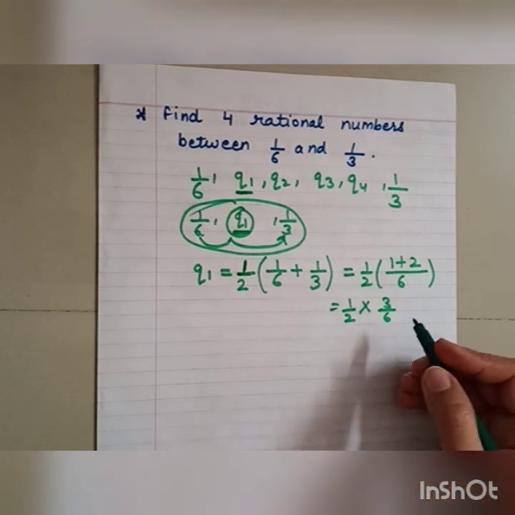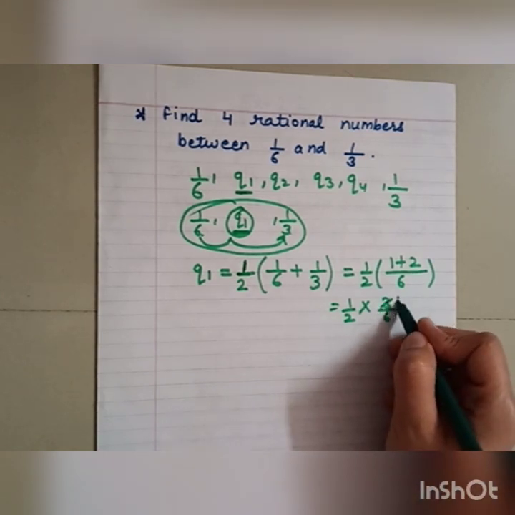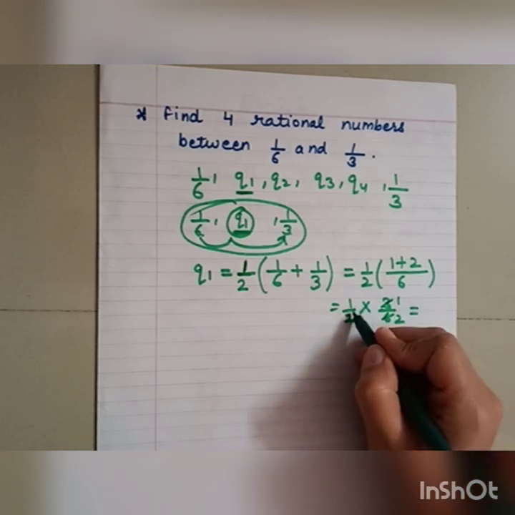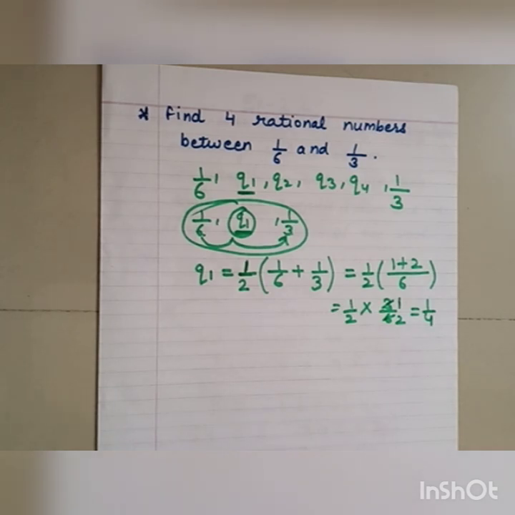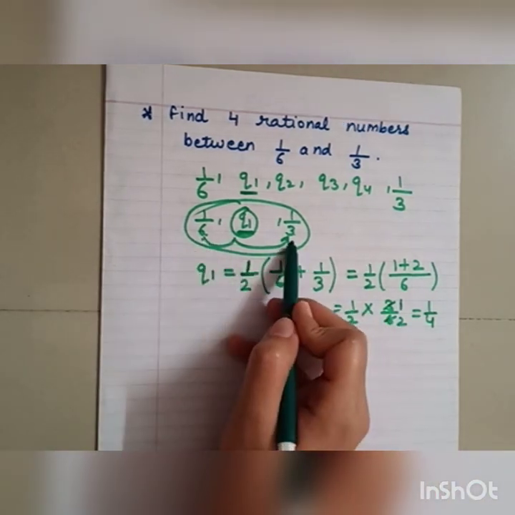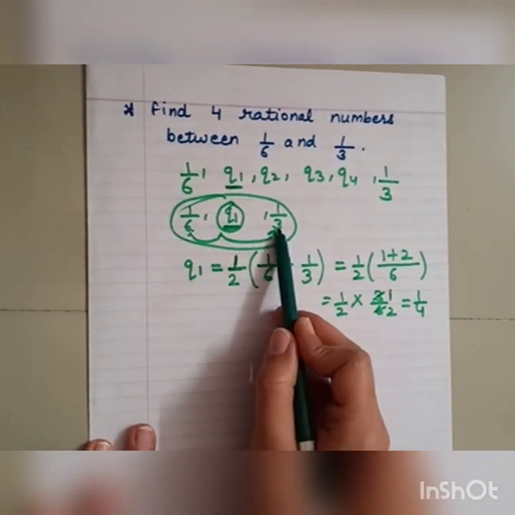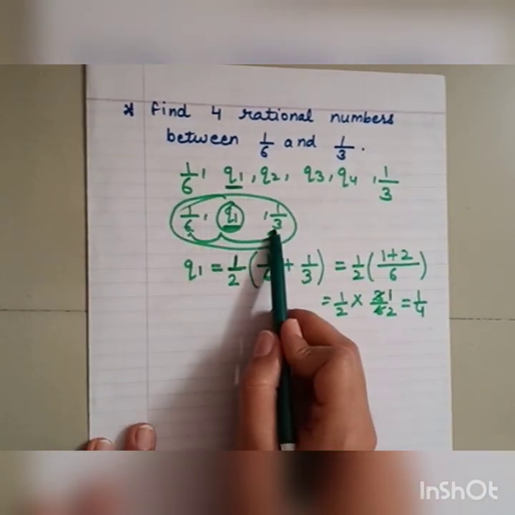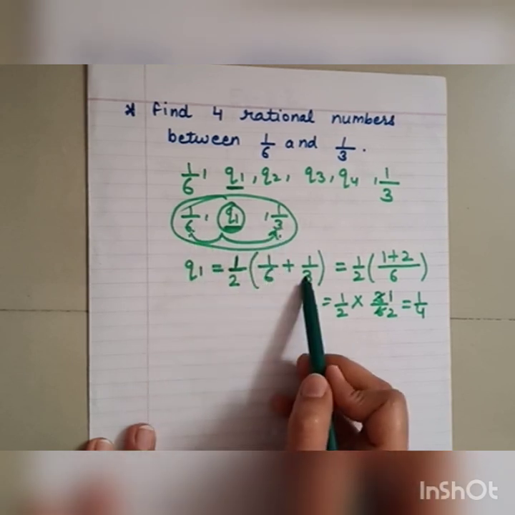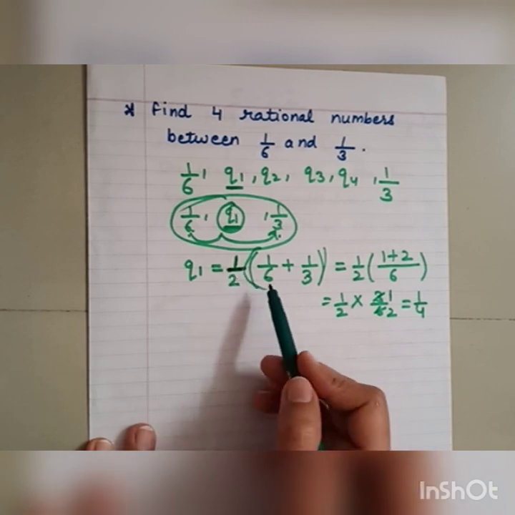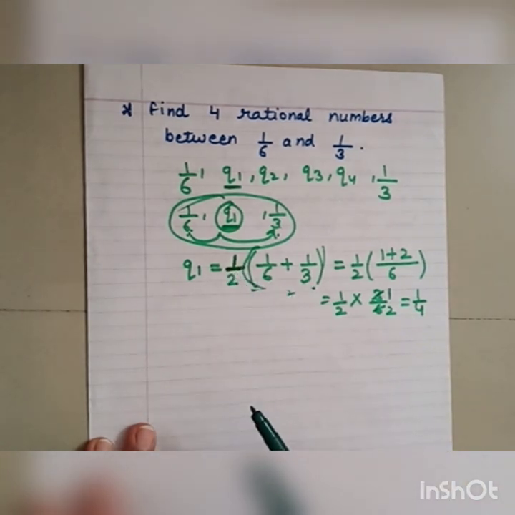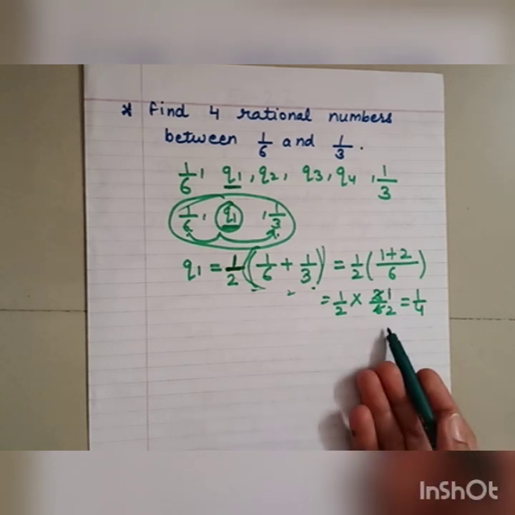Okay, now how do we solve? 3 1s are 3, then multiply by 1 by 2, 1 1s are 1, 2 2s are 4. We get our first rational number, that is 1 by 4. What is the method for finding a rational number? Means both those numbers which we have given, by adding these two, q1 lies between 1 by 6 and 1 by 3. While adding these two numbers, then divided by 2, or you can say multiply by 1 by 2. Dividing by 2 means multiply by 1 by 2 in reciprocal form, you can write.